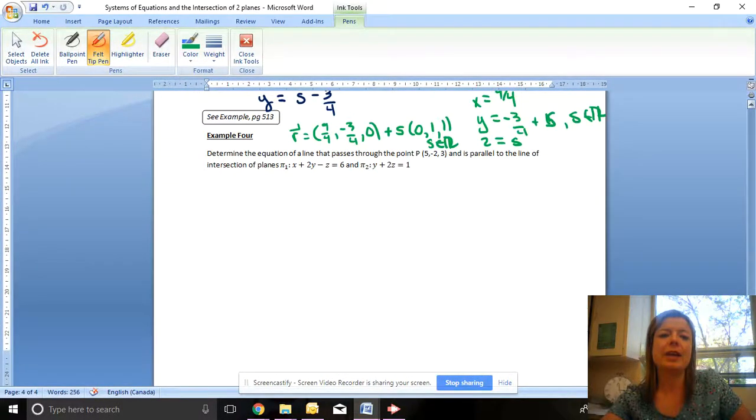Okay, so then you can see another example on page 513. I recommend you go and check that out.